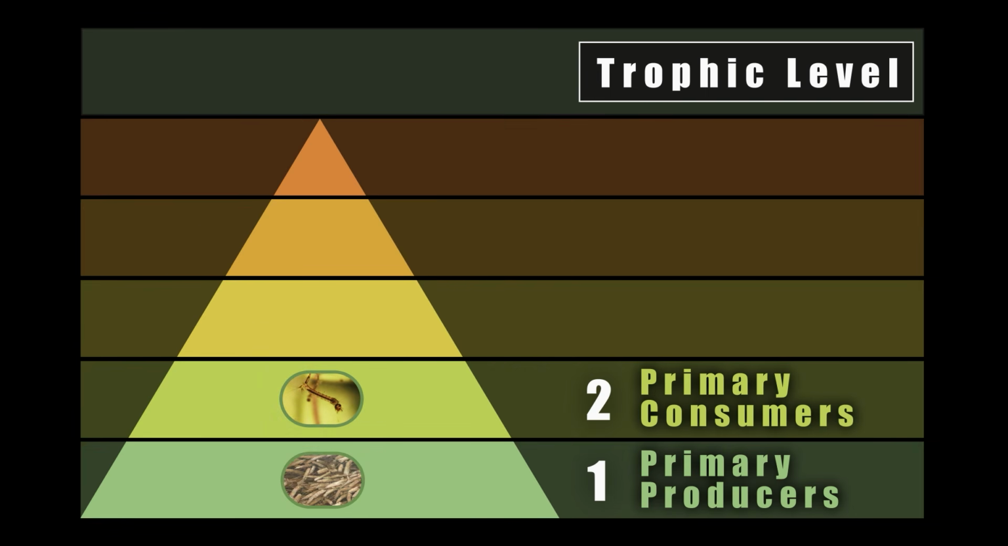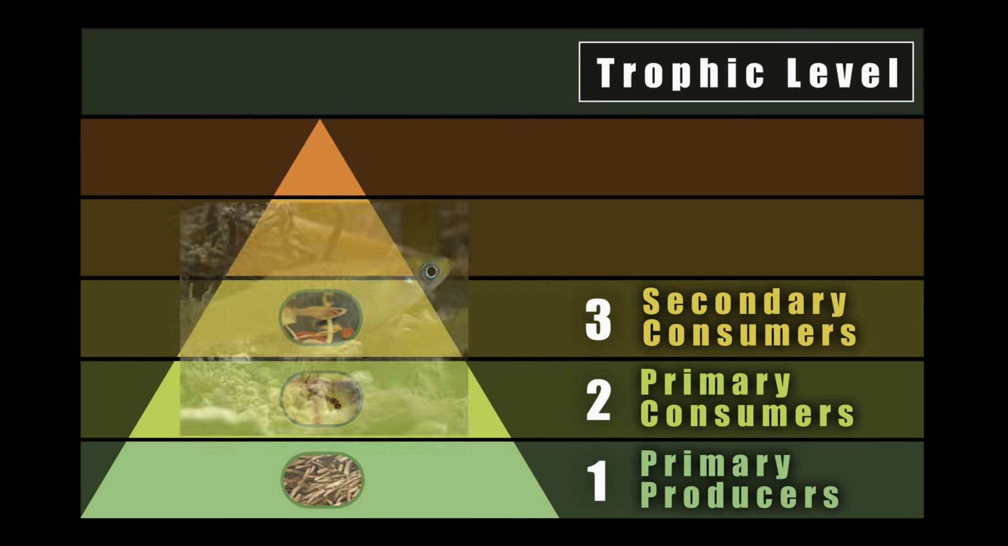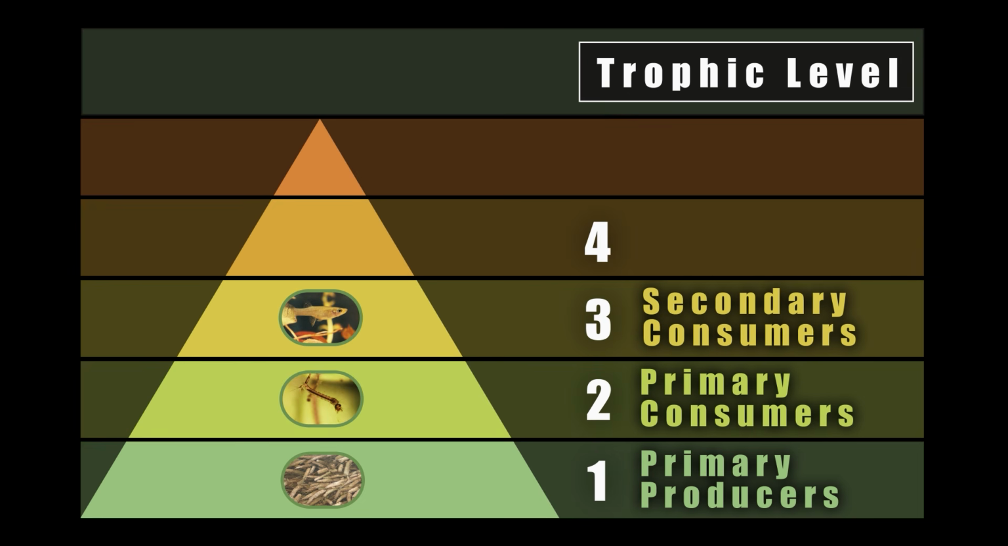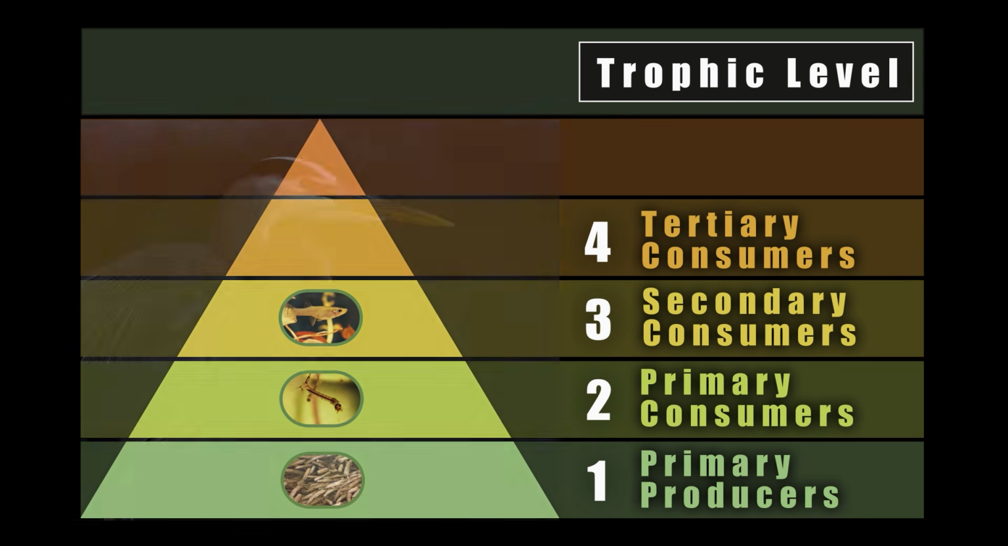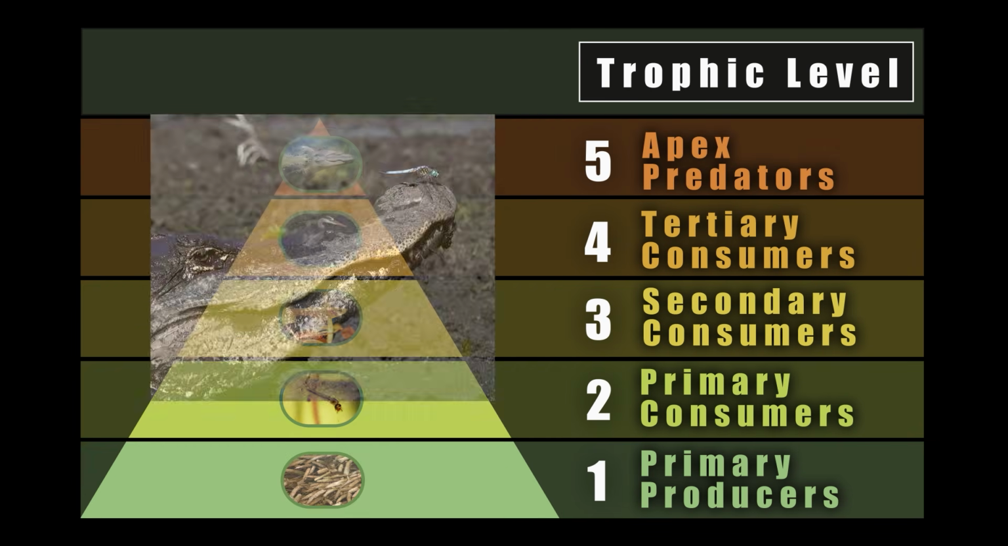That's where mosquito larvae belong. Level 3 is for the secondary consumers, small carnivores and omnivores like the mosquito fish. Level 4, the tertiary consumers, larger carnivores like the great blue heron. And capping it off is trophic level 5, the top predators like the American alligator. This is the peak of the food pyramid, which is why animals that occupy this level are also called apex predators.